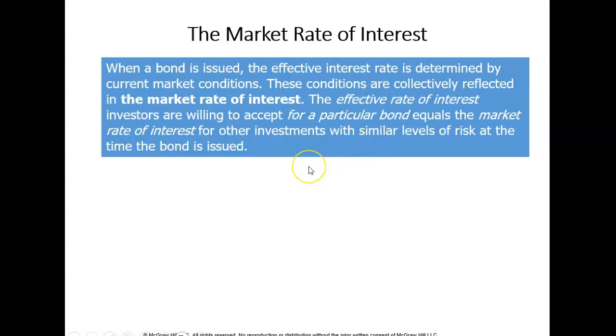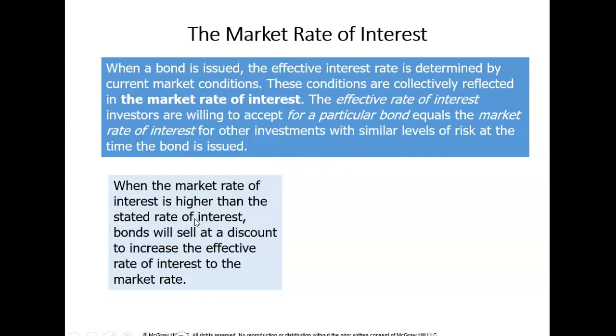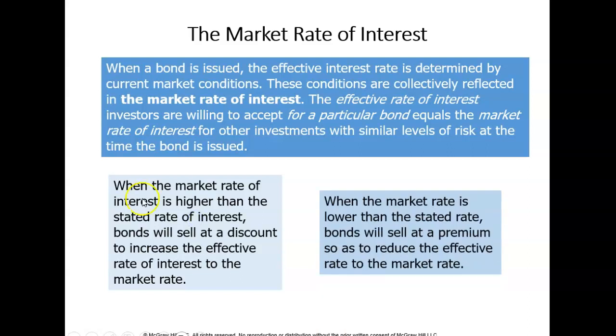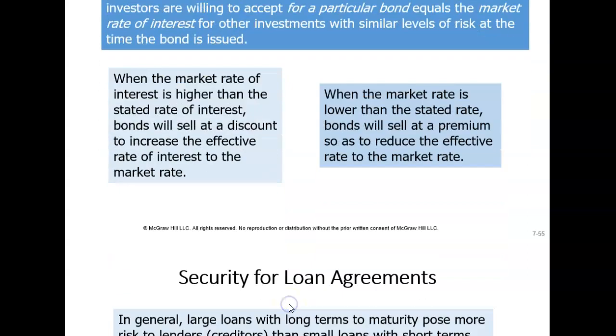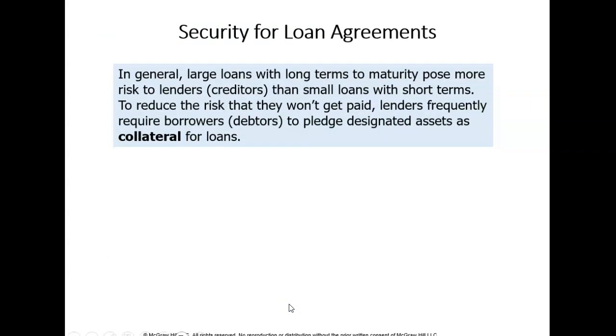So depending upon if your stated rate of interest is higher or lower than the market rate, that will show if that bond will sell at a discount or at a premium. So when the market rate is higher than the stated rate, the bond will sell at a discount. But if the market rate is lower than the stated rate, that bond will sell at a premium. So make sure you remember those concepts.